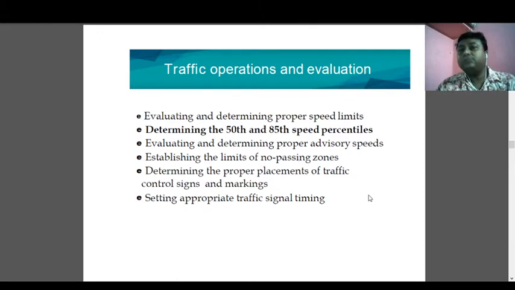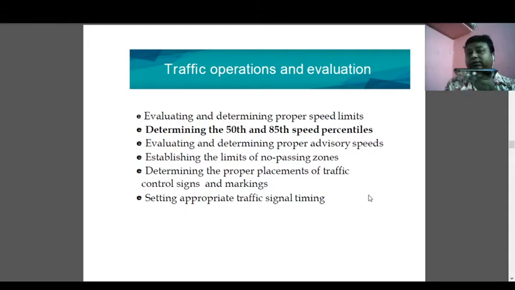So what is this percentile speed? We need to know this. Before starting, let me first give you an idea. Suppose this is a road length, where the vehicles are moving. This is a particular road. So n numbers of vehicles are moving in a day.